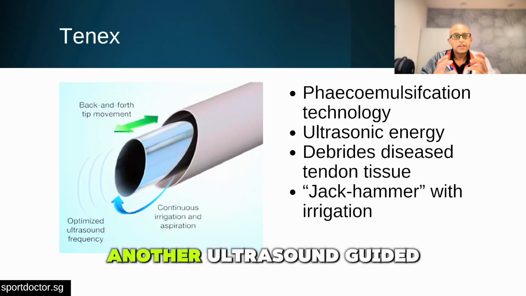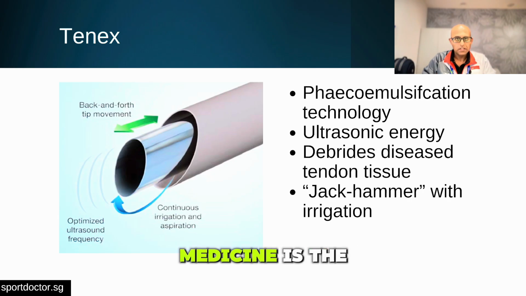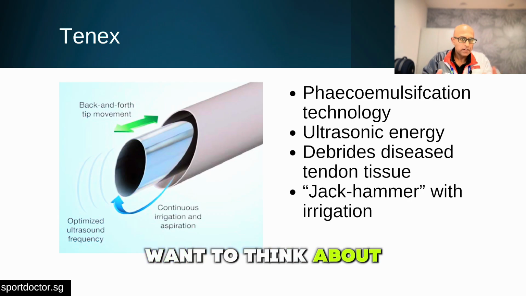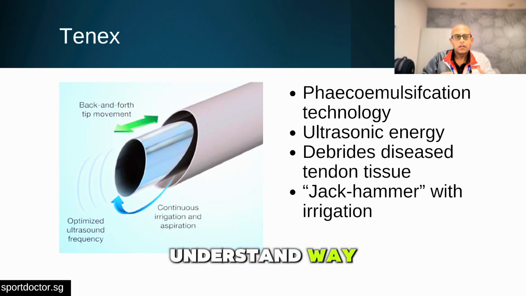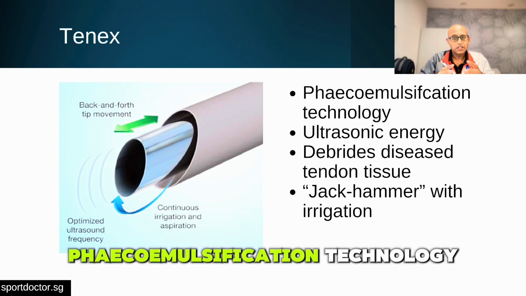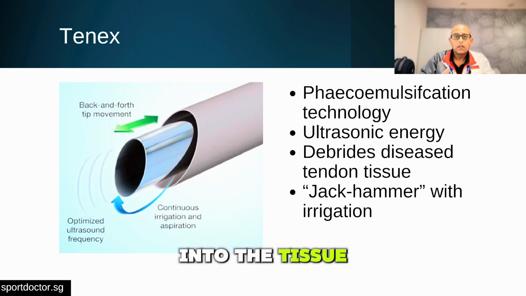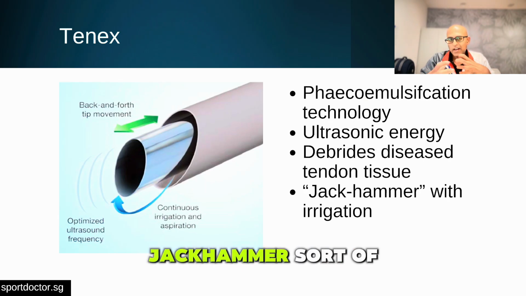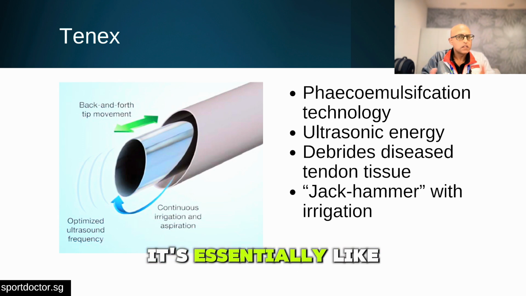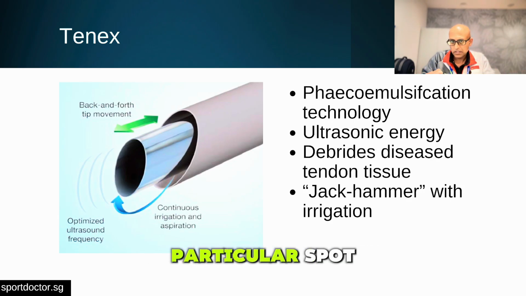Another ultrasound-guided treatment which is incredibly useful in musculoskeletal medicine is the TenX. Now TenX, if you want to think about it in a very easy to understand way, is shockwave through a needle. Essentially, TenX uses phacoemulsification technology, where ultrasound energy is emitted into the tissue. It debrides the tissue with a jackhammer sort of approach, and then it takes out the debrided tissue. It's essentially like a tenotomy, but using ultrasound to guide you to a particular spot.